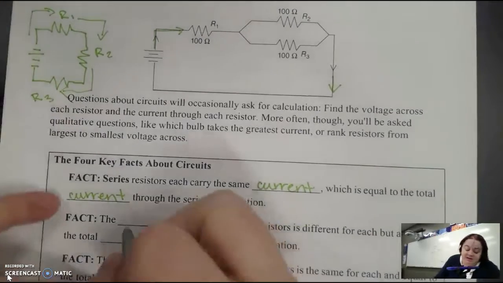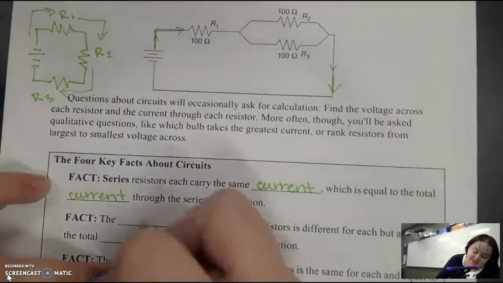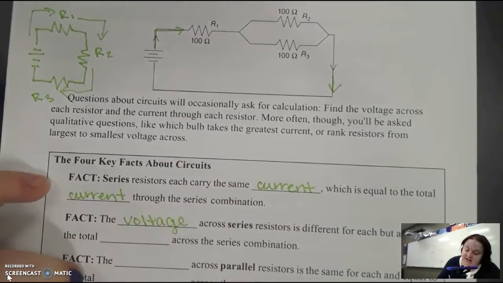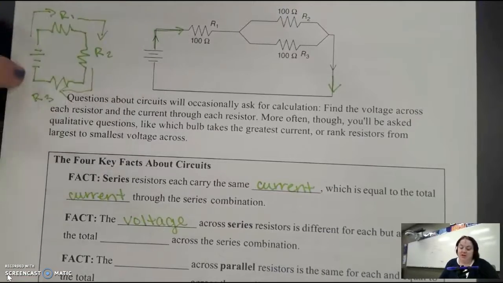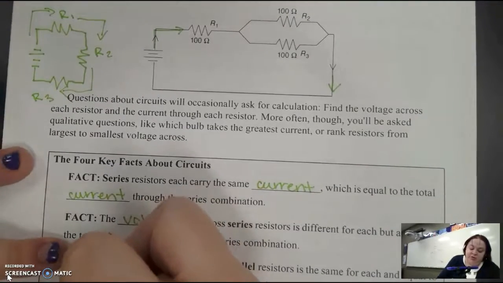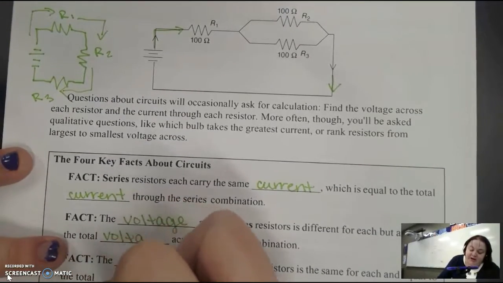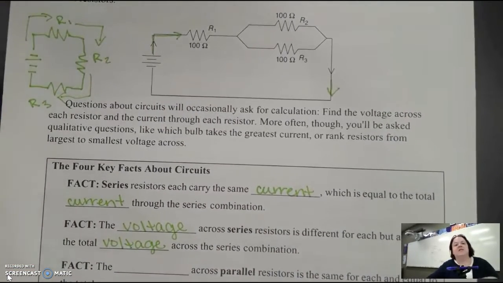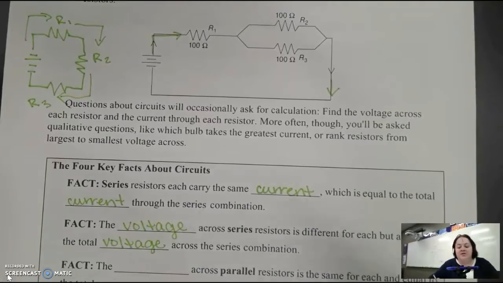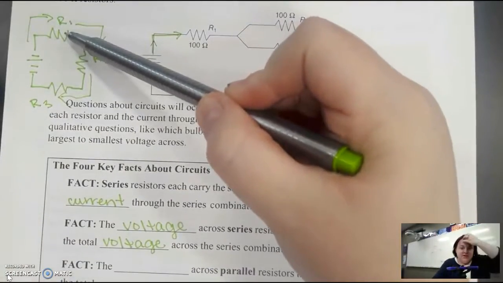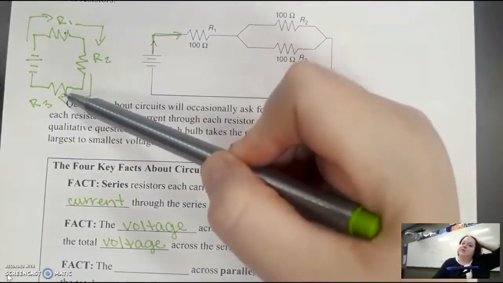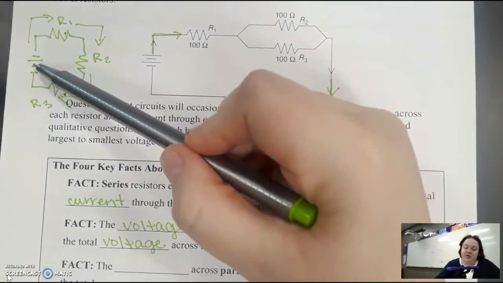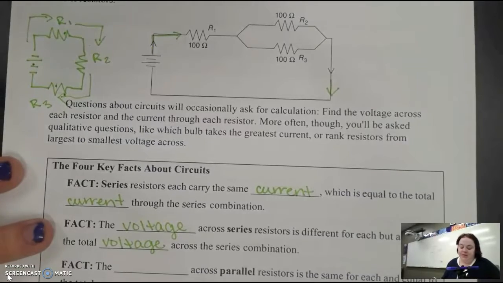The voltage across series resistors is different for each resistor, but it adds up to the total voltage of the battery. So you can think of it almost as, when you're dealing with a series circuit, as if it's using up some of the battery's voltage. So this resistor is going to use some, this resistor is going to use some, this resistor is going to use some, and then the voltage used by each one will equal the voltage of the battery.